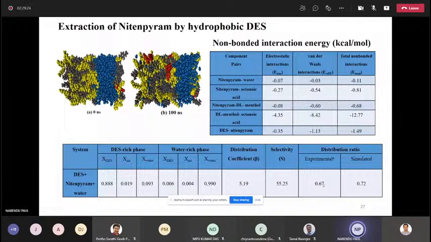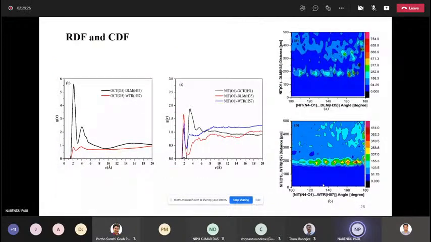So here also we have found out the RDF and CDF plots, and we can see that the Nitenpyram RDF, Nitenpyram distribution with DL menthol and water are similar, like the red and the blue are similar. Which means that the Nitenpyram is closely interacting with water also, and also with DL menthol, which is the main reason due to its less extraction in the DS rich phase, because it is also interacting similarly with water.